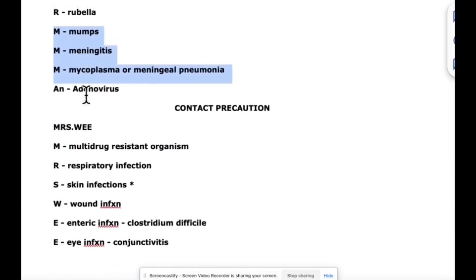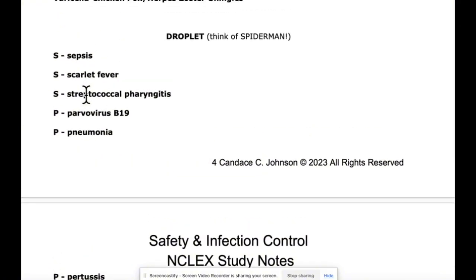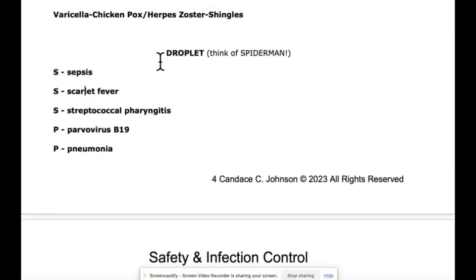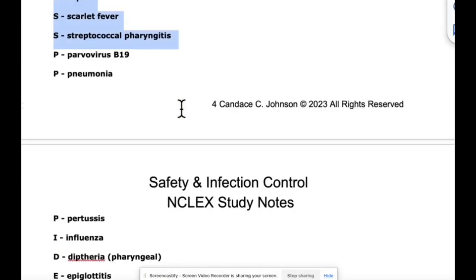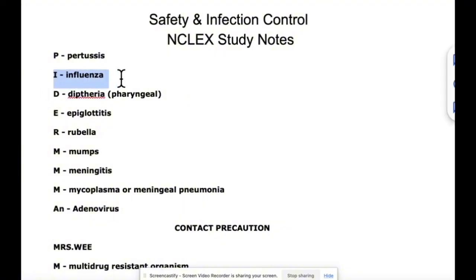Have you thought about the three? The droplet precaution Spider-Man mnemonic, where there are three letters for the S, the P, and the M, right? Everything else is kind of implied. Influenza, the I, D for diphtheria, E for epiglottitis, R for rubella, and then look what they do. They shove A and N together and call it adenovirus.